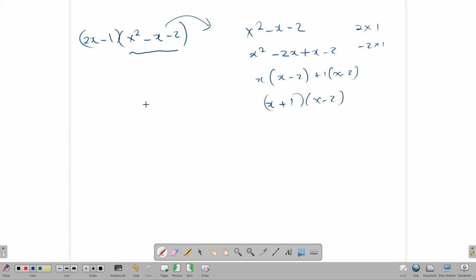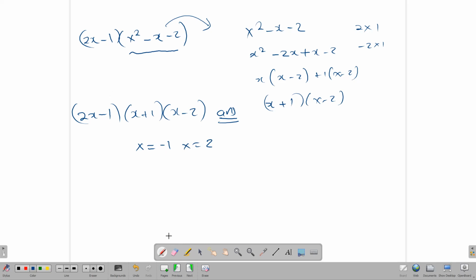And so our expression would be written out as 2x minus 1 multiplied by x plus 1 multiplied by x minus 2. And so we have found our two linear factors, which are x plus 1 and x minus 2, which means that the other two roots that it would have are x is equal to negative 1 and x is equal to positive 2.